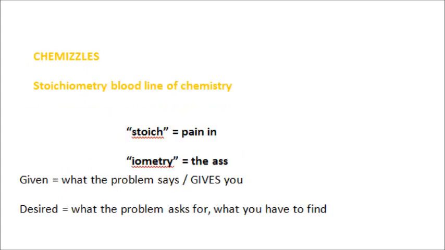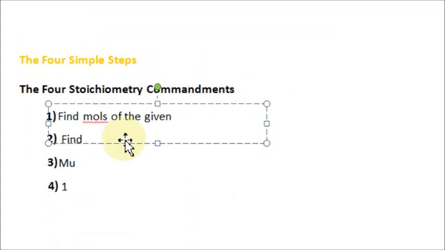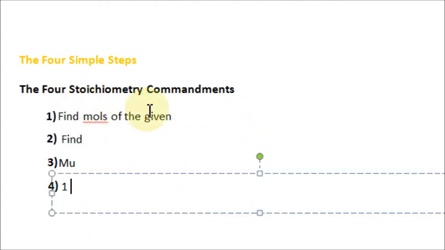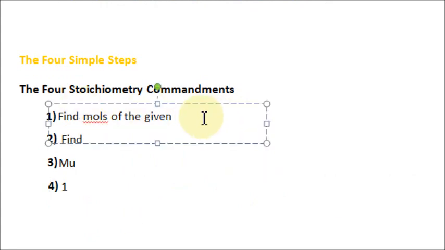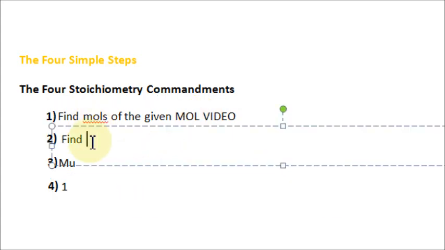So the first thing you do is find the moles of the given. Oh, remember what that is? Given. Oh yeah, what the problem says. So find the moles of the given. If you don't know how to do that, click the link to the mole video linked somewhere, because you need to know how to find moles before you can do stoic. So yeah, click over there, come back here if you don't know how to do that.